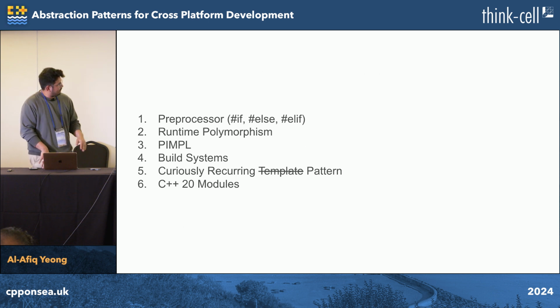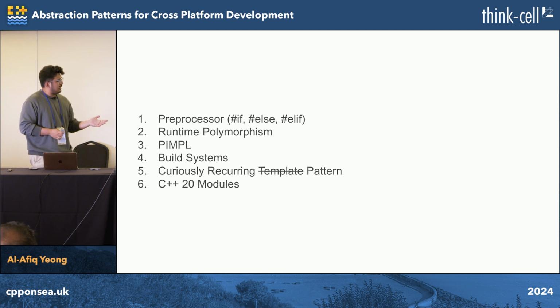So with that being said, we've pretty much covered all there is. I've discussed the use of preprocessors and how as a general rule of thumb, we shouldn't be using them. I've talked about runtime polymorphism and how we can use it to create the abstraction for cross-platform code. We've talked about the PIMPL idiom and how it's not really that different from using runtime polymorphism. We've also covered build systems and how we can leverage parts of the build system to help us create the abstraction.